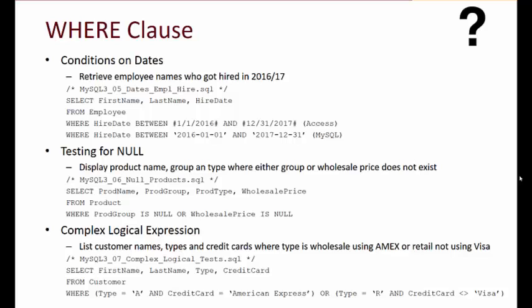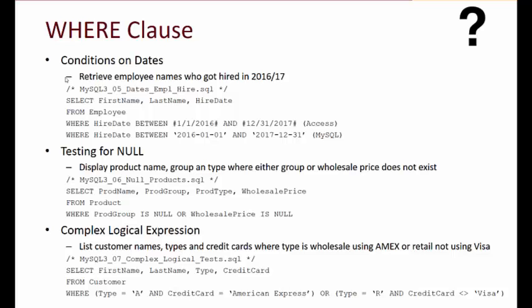Okay? All right, now, let's suppose we want to find all of the employees that were hired in years 2016 and 2017, top of the current slide. We need to find all those hire dates that come after January 1st, 2016 and before December 31st, 2017. The between and operator combines these two comparisons into one.